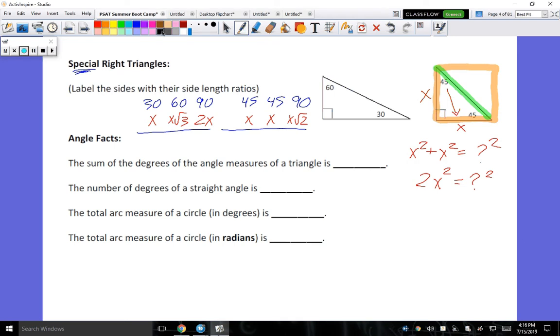What would you do mathematically to get question mark by itself right now? Square root. Love the progression and speed, guys. So now you have question mark by itself. Can you take the square root of x squared? Yes. What does it come out as? X. Can you take the square root of 2? No. That's where that x root 2 comes from. Just FYI, so hopefully it helps you memorize it even better.